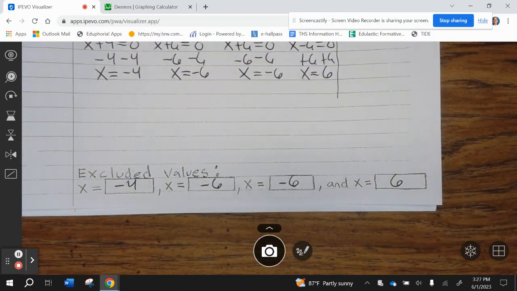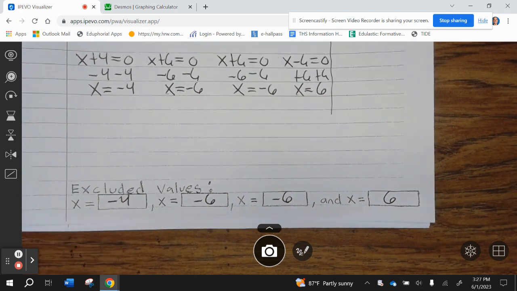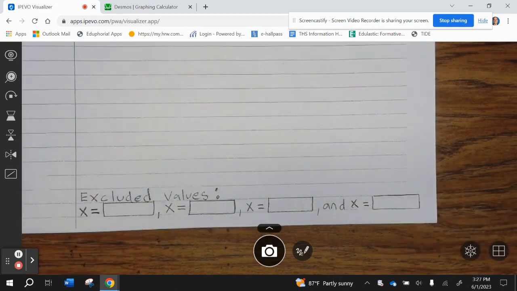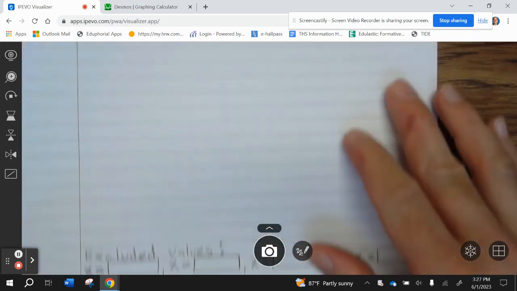Okay, go ahead and finish up example 2. All right, let's take a look at example 3.